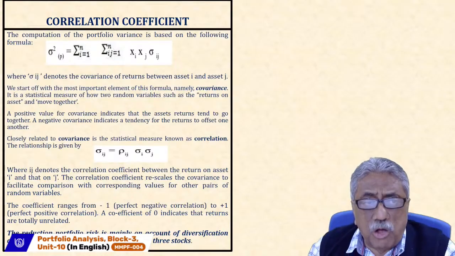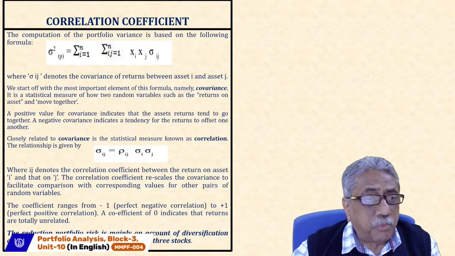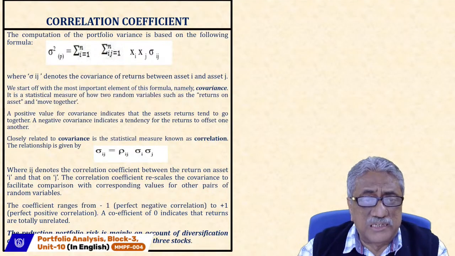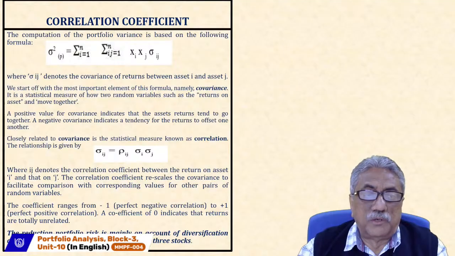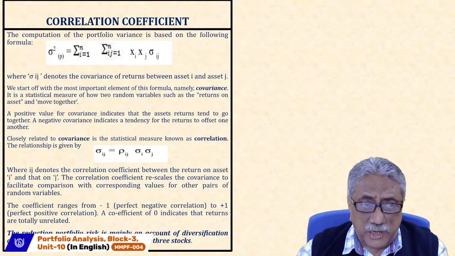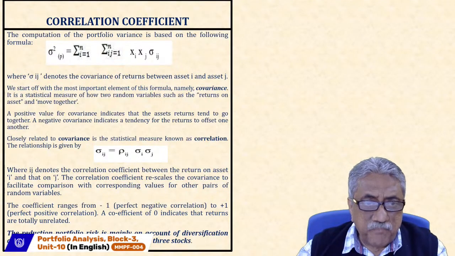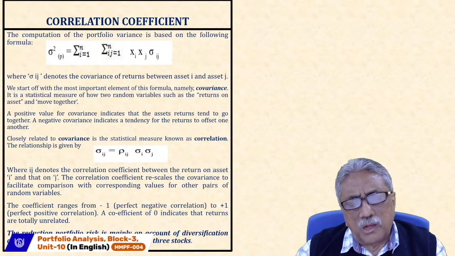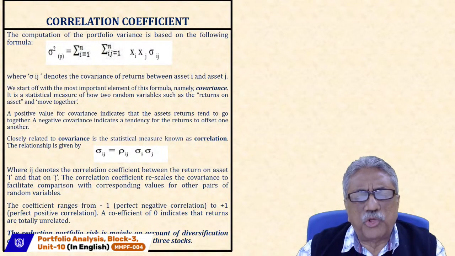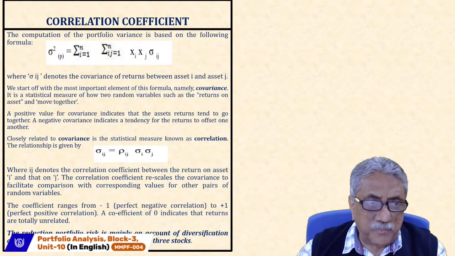A positive value of covariance, note here, indicates that asset returns tend to go together. That is, if the covariance is positive, that means asset returns tend to go together. That means if Hindalco is also growing, then Tata Steel is also growing.